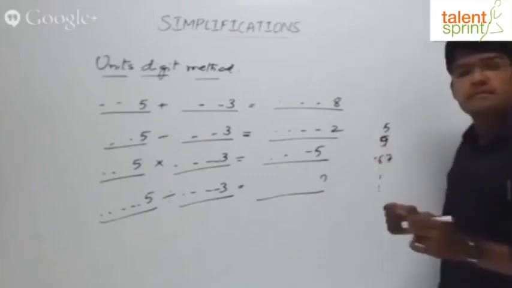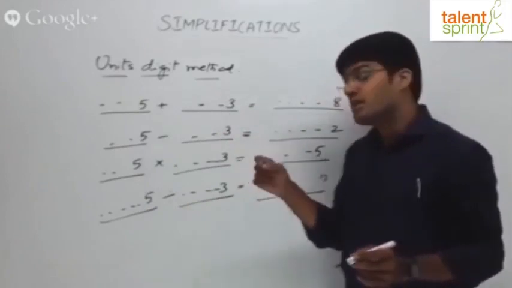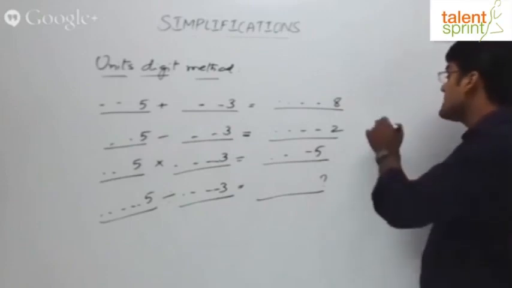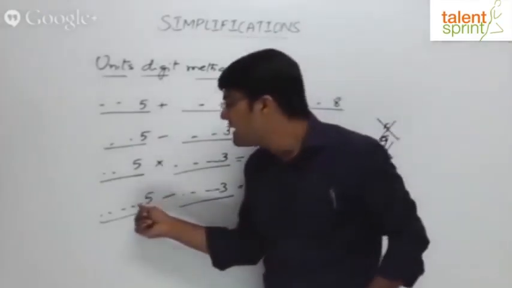But let's say 0.67. They properly divide 5 by 3. 5 by 3 is how much? 1.67. So the answer has to end with 0.67. See, the point here is all these answers are wrong. All these answers are wrong. Why? Here we have no idea about the tens place.